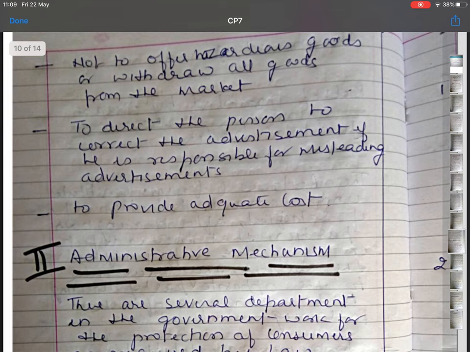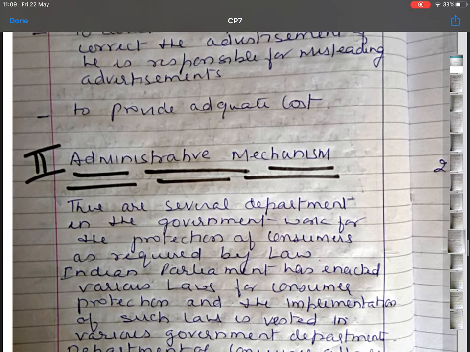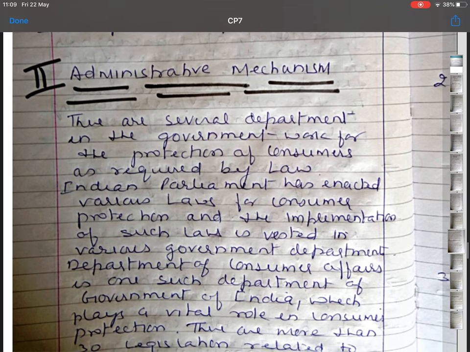Now the second mechanism is administrative mechanism. As we have already discussed, the first mechanism was quasi-judicial mechanism. Under quasi-judicial, there were three tier systems: district forums, state commission, and national commission. The second mechanism is administrative mechanism for the protection of the consumers. So there are several departments in the government who work for the protection of consumers as required by the law.